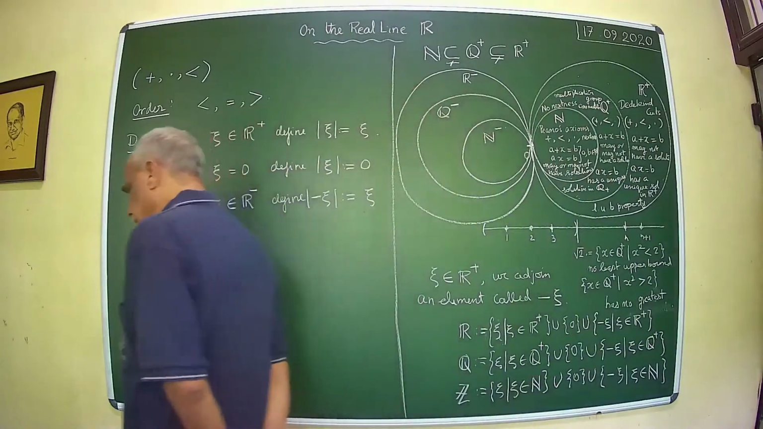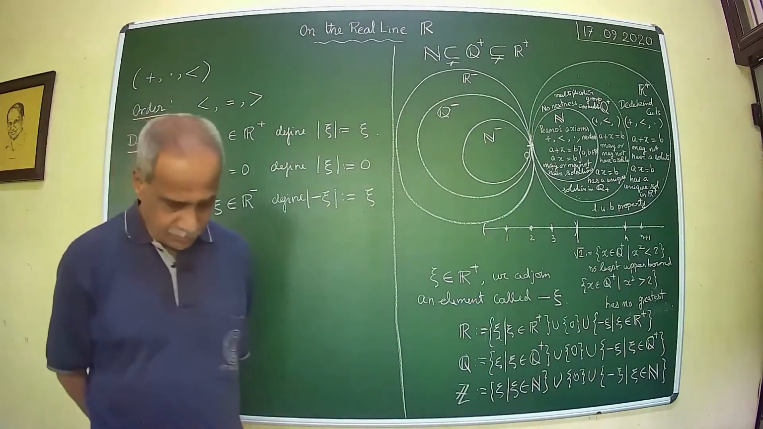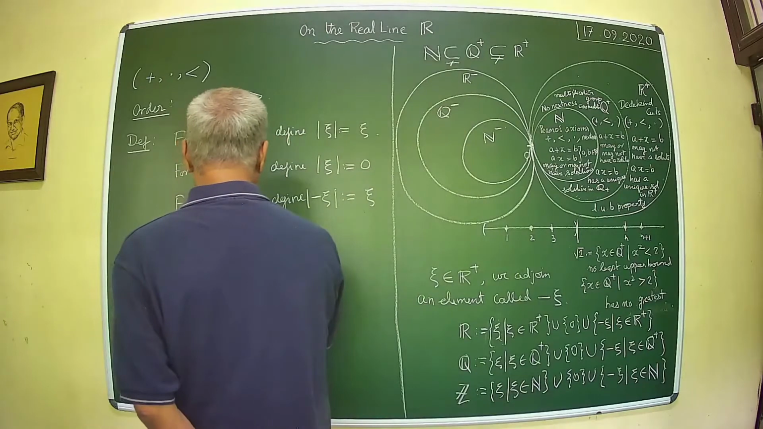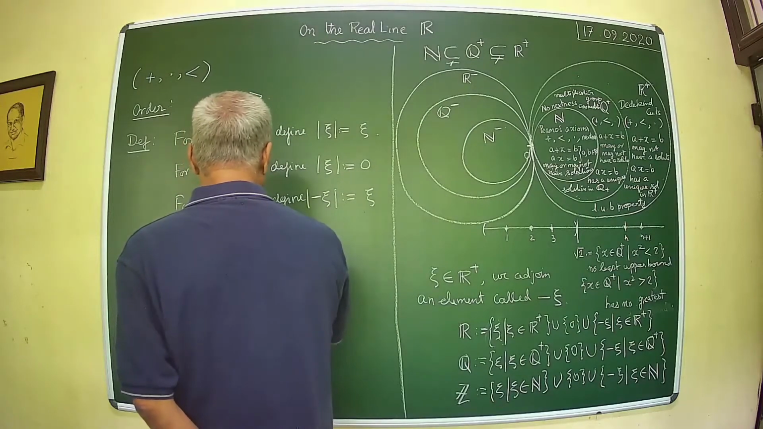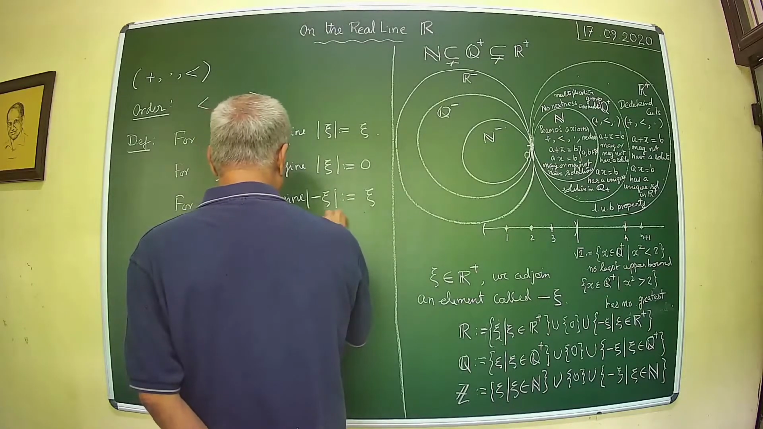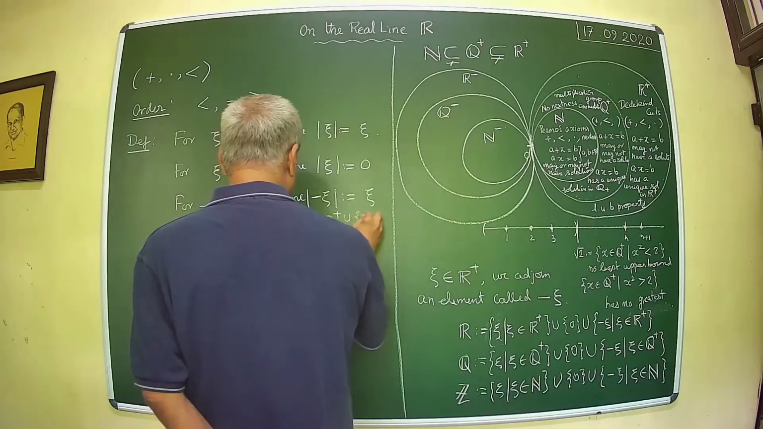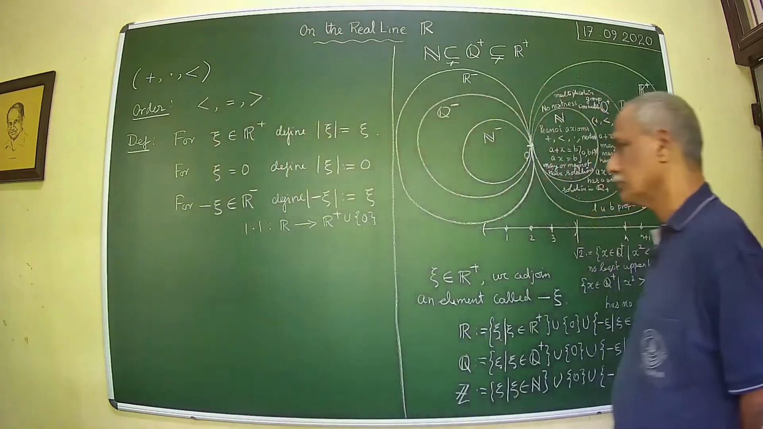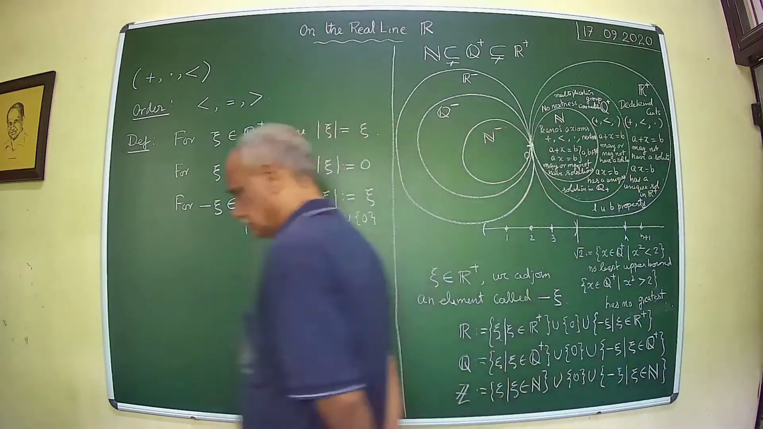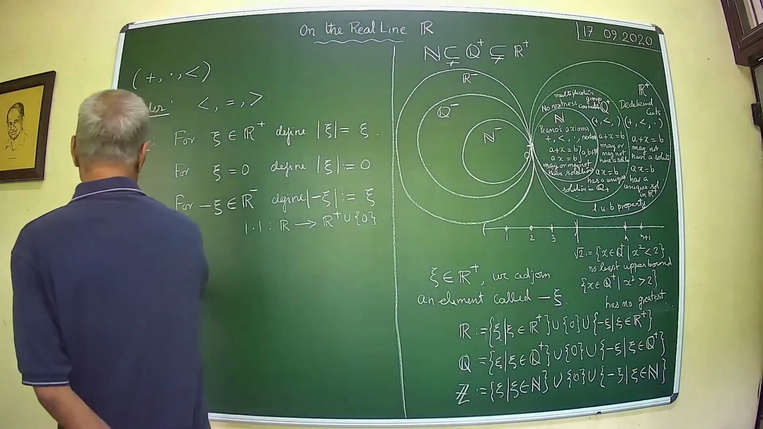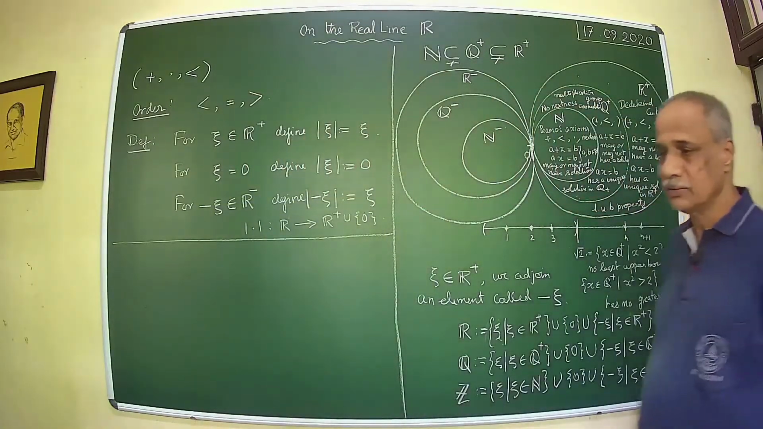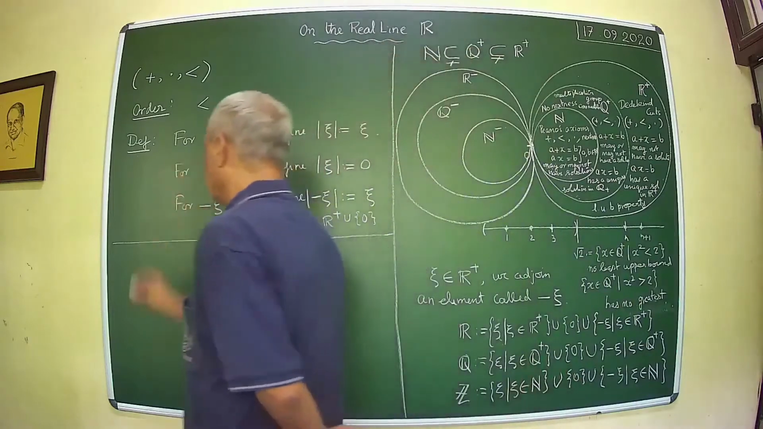So the modulus is essentially a map from R to R plus union zero. This is what you call the positive value of the number. Okay. So that's about it. Now we make use of this to define the remaining things. Now we are in a position to introduce order.